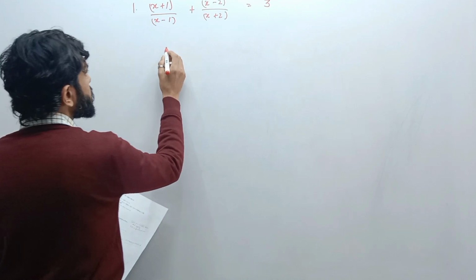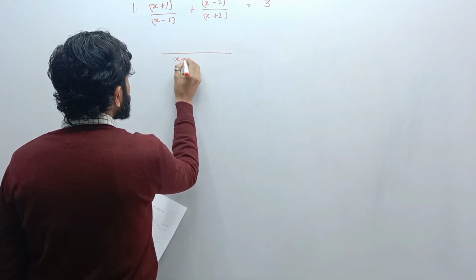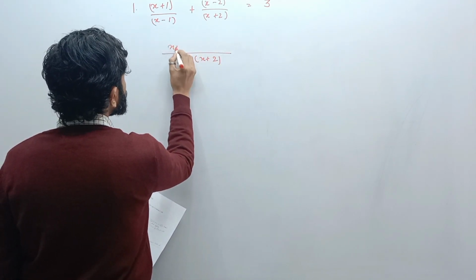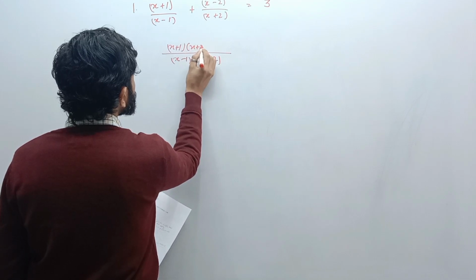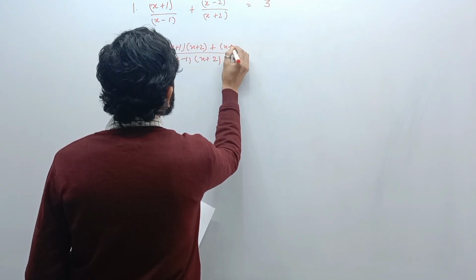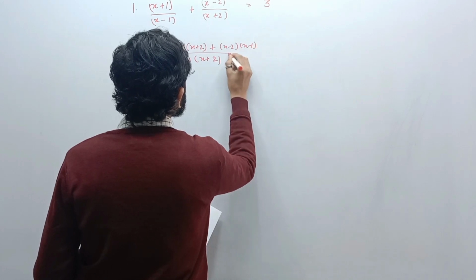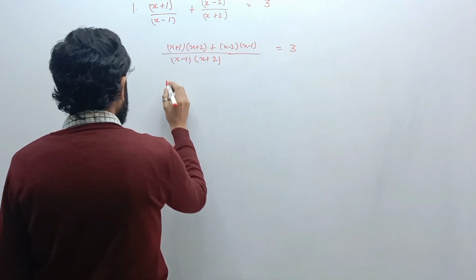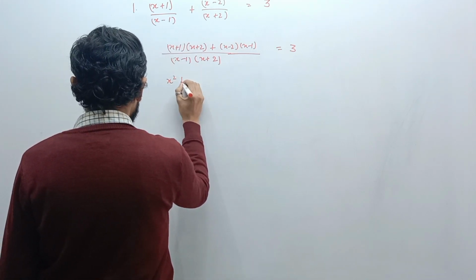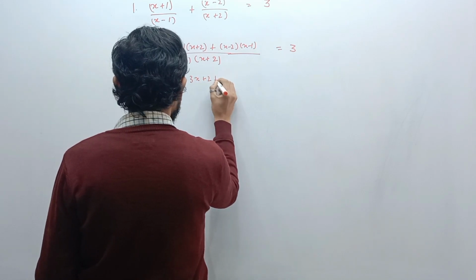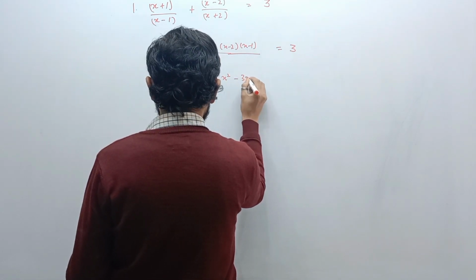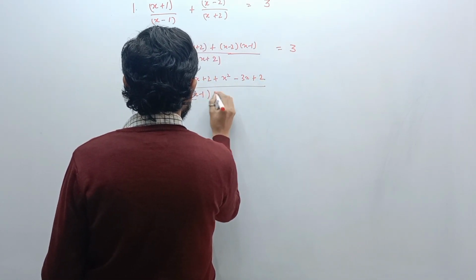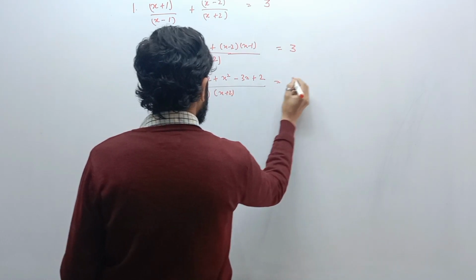So first of all we will take the LCM. The LCM would be (x minus 1) into (x plus 2). So here it will become (x plus 1) into (x plus 2), and here plus (x minus 2) into (x minus 1), is equal to 3. Now on expanding we get x square plus 3x plus 2 plus x square minus 3x plus 2 upon (x minus 1)(x plus 2) is equal to 3.